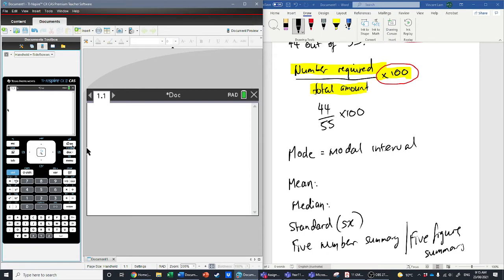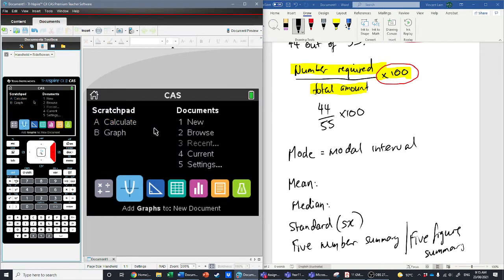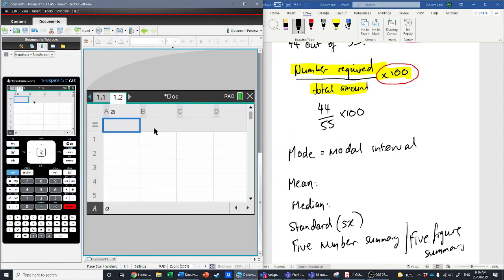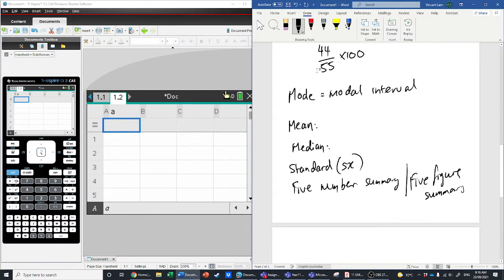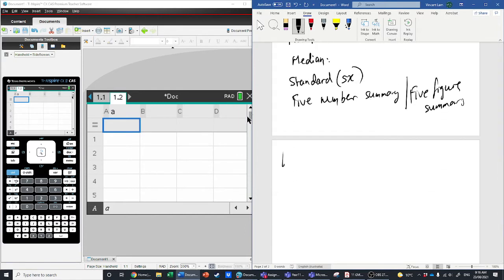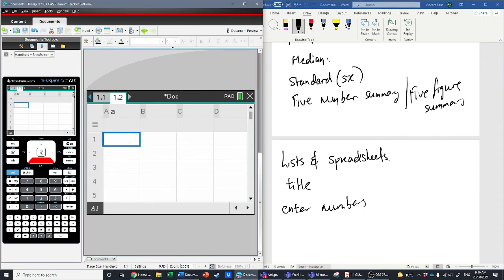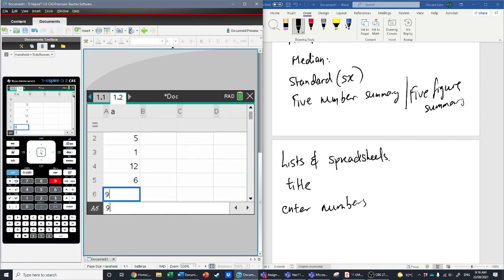Now this should be in your books. Okay, most important, if you can't do this, I will instantly fail you. Lists and spreadsheets, the green one, you give it a title. Okay. So, going down here, it was lists and spreadsheets. Title, okay, and then enter numbers. It doesn't have to be in order, so I'll just make up some numbers.